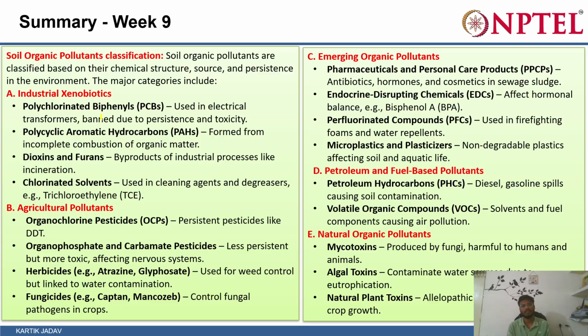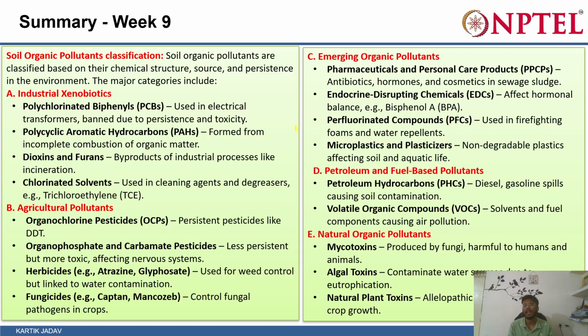So we have generally classified them in five categories: industrial xenobiotics, agricultural pollutants, emerging organic pollutants, petroleum and fuel-based pollutants, and natural organic pollutants. Various industrial xenobiotics like PCBs, that is polychlorinated biphenyls, polycyclic aromatic hydrocarbons, dioxins and furans, and chlorinated solvents. While in agriculture, we know there are organochlorines, organophosphates, and organophosphate fertilizer. Then we have certain herbicides, fungicides, rodenticides, insecticides, and so on in agricultural pollutants.